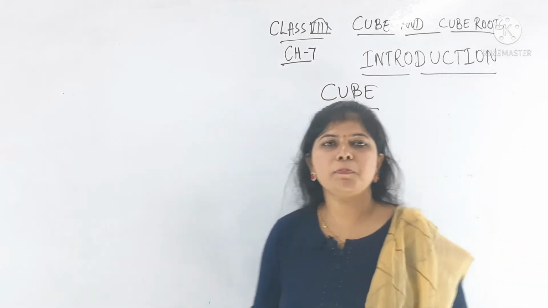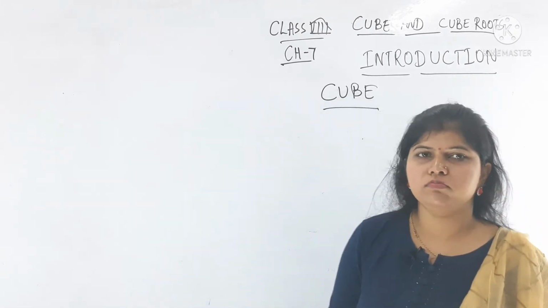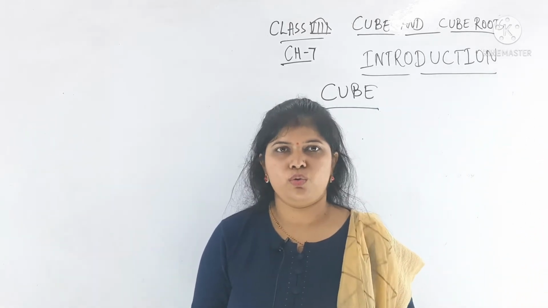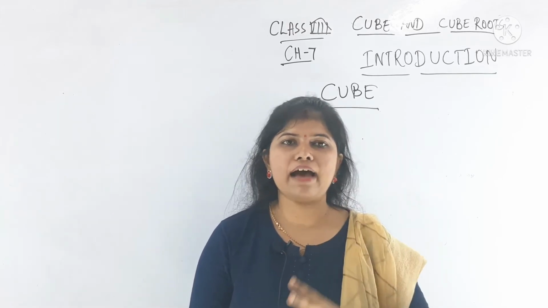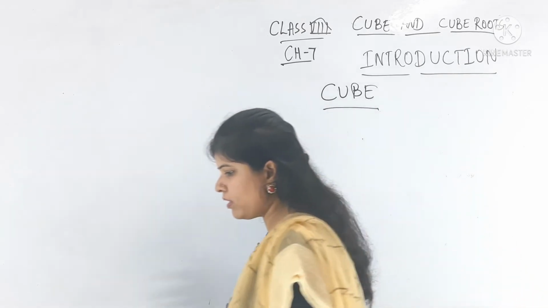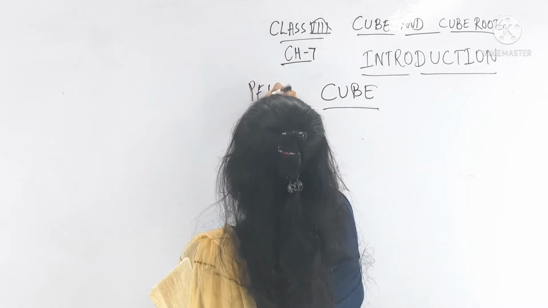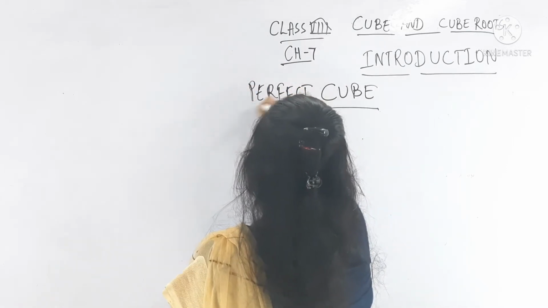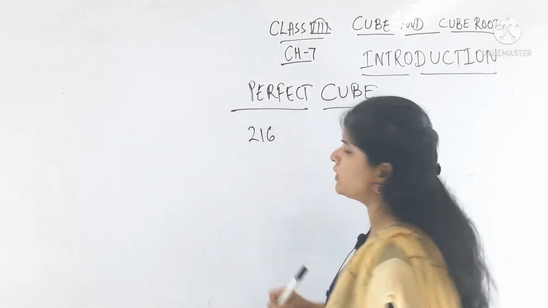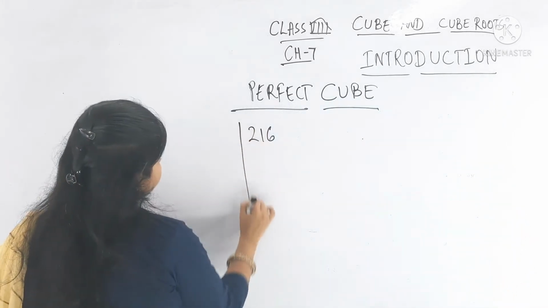Now, the next topic is perfect cube. What is the perfect cube? Like perfect square we had seen. In the perfect square what we had seen, that is the pair of 2. Here perfect cube means we should have the triplet of 3 in the factors. So, let us see some example here. If it is 216, by the prime factorization we will find the factors here.